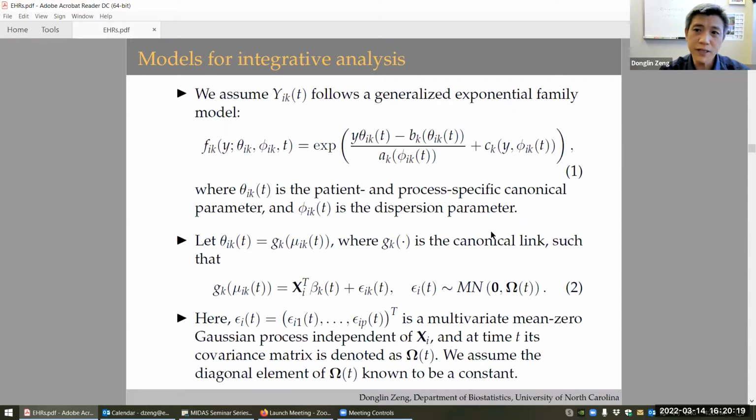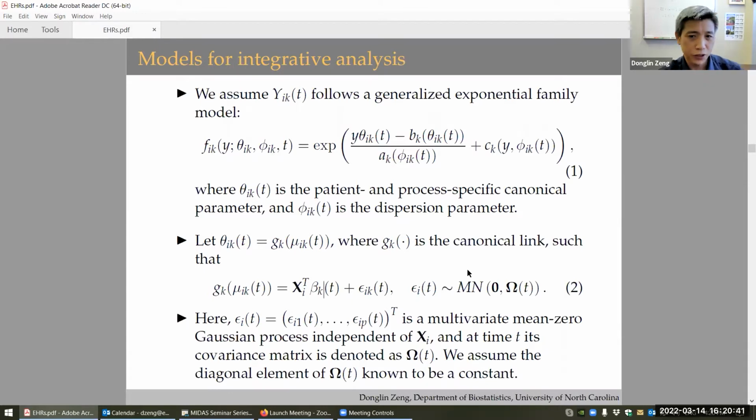When you specify this exponential family model, there is what they call a canonical link function, which tries to relate your covariates in X to each biomarker. Then it is basically like the standard generalized linear mixed model we do, except that we have this latent process I call epsilon t.